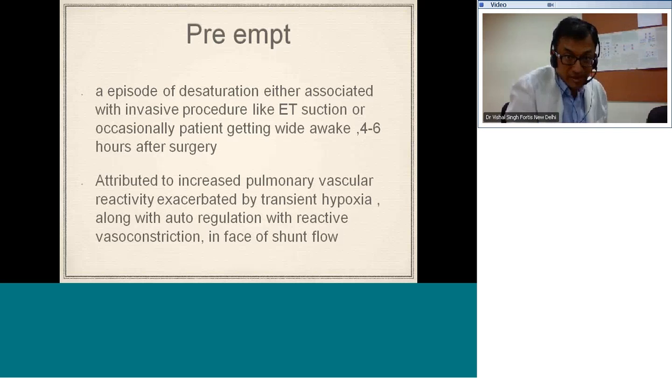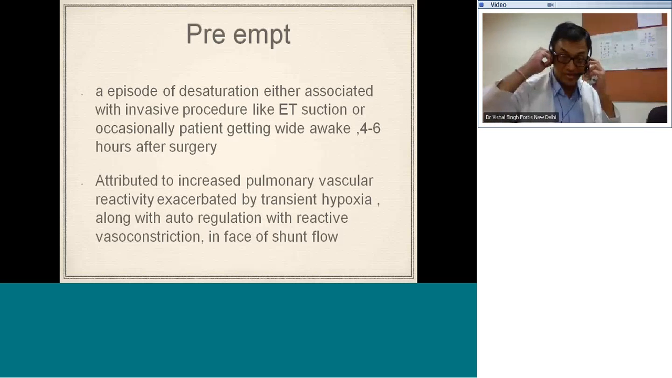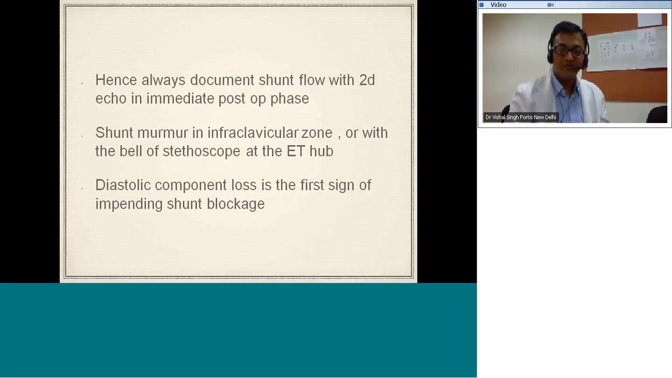This is primarily attributed to increased pulmonary vascular reactivity exacerbated by transient hypoxia, along with autoregulation with reactive vasoconstriction in the face of shunt flow. So you had a situation where the patient was not receiving any blood in his lungs. Suddenly he starts receiving blood, and the natural body tendency is to autoregulate, resulting in reactive vasoconstriction and increased PA pressures, further exacerbating hypoxia because the shunt flow is decreased. But if you manage it properly, it will be managed. It will never go into an area of shunt blockage.